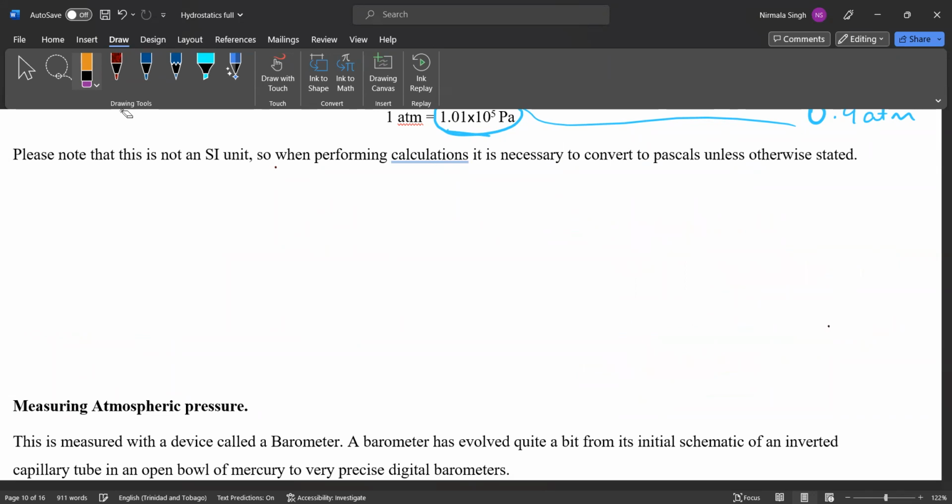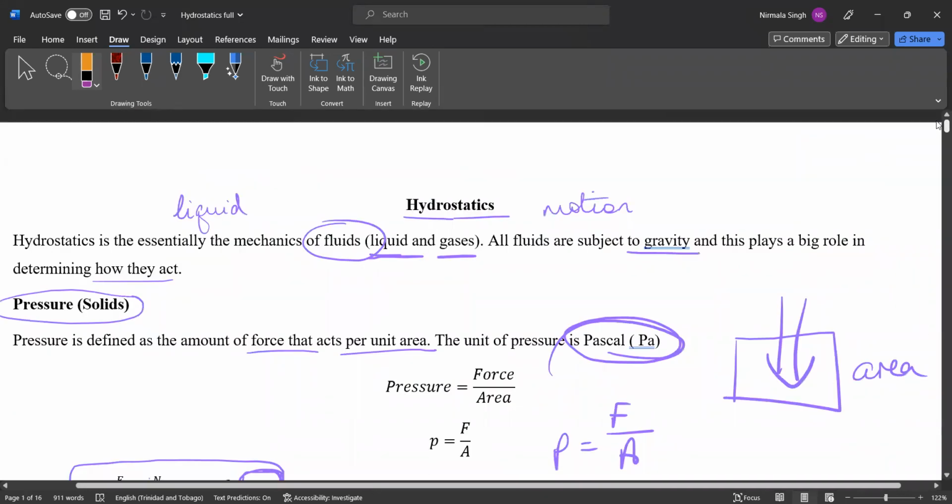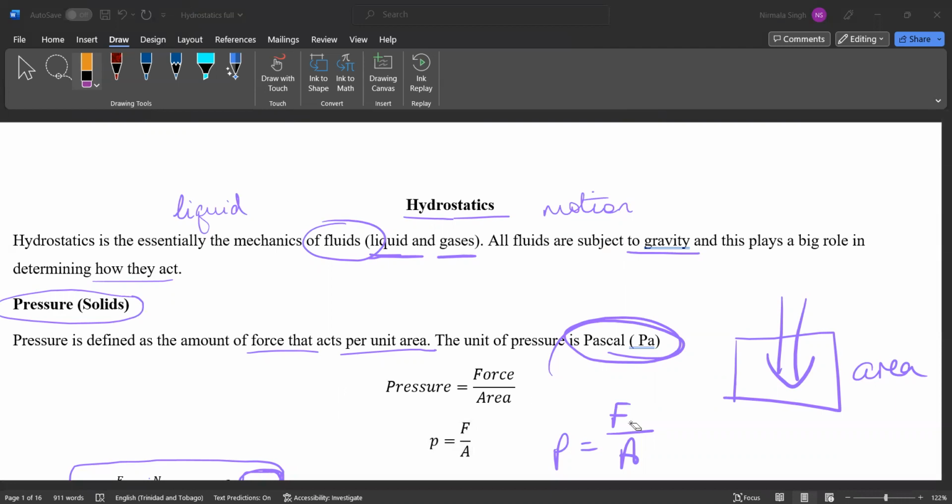All right, so let's just review what we did today and then we'll wrap up. Hydrostatics, physics, mechanics of liquids. Generally fluids are counted as liquids and gases. We have pressure in solids, which is given by a simple equation, force over area. That's our first equation for today.